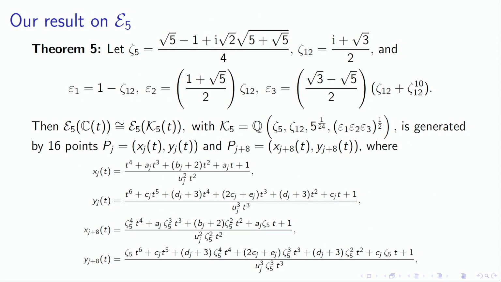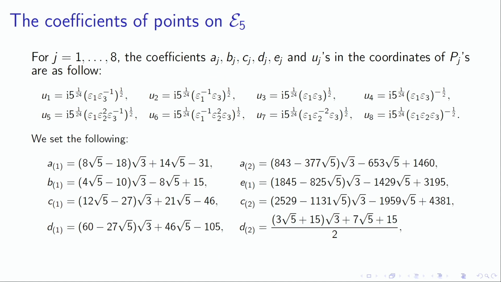So the difficult cases are n equal to 5 and 6. If we let this zeta 5 denote this complex number, which is a root of unity, and zeta 12 this, and we consider these units in the field determined by these complex numbers here, then we have this isomorphism. It means that this is the splitting field in this case, and we have 16 points that generate this lattice. We have these coordinates for our points, and the coefficients of those points are determined here.